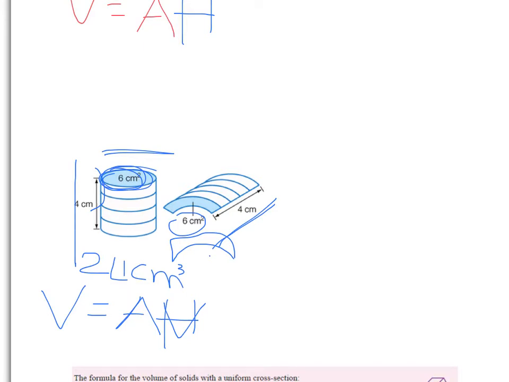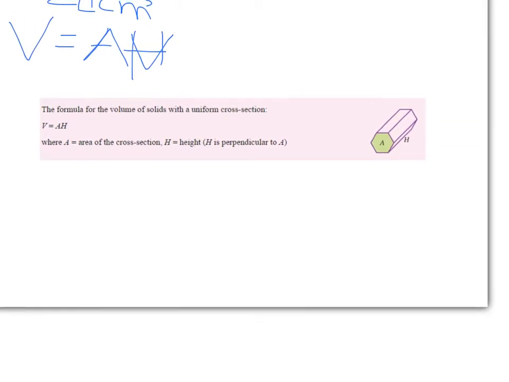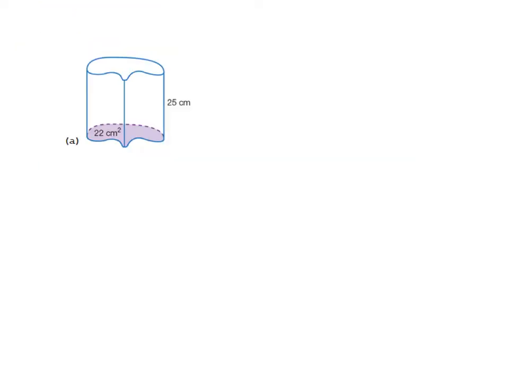All right, let's move up. What have we got here? The formula for the volume of solids with a uniform cross-section, which is exactly what I just said, is V equals AH, where A is the area of the cross-section and H is the height, which is perpendicular to A. Okay, fine, easy.